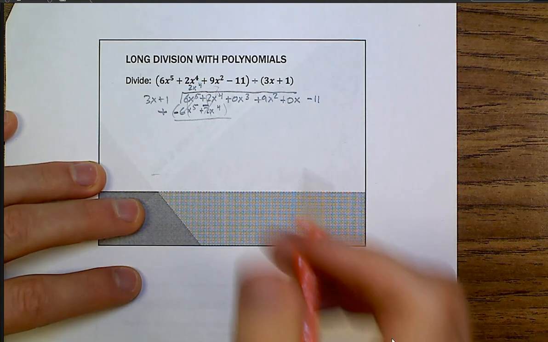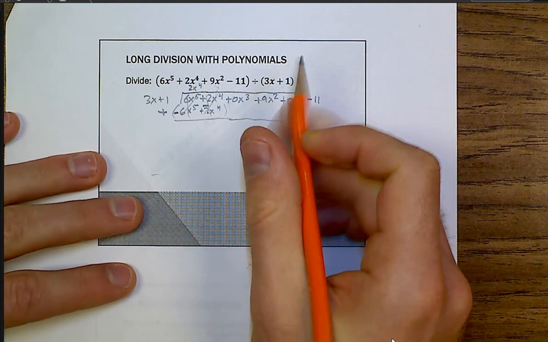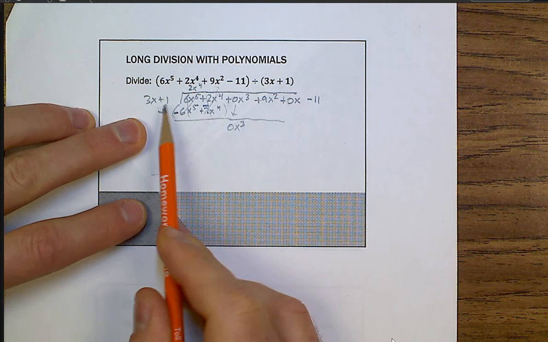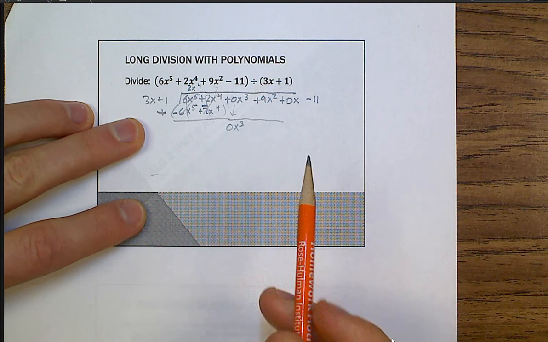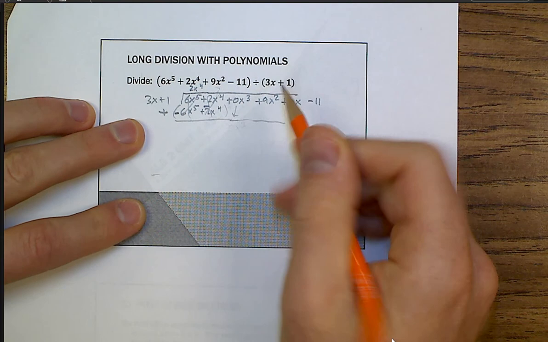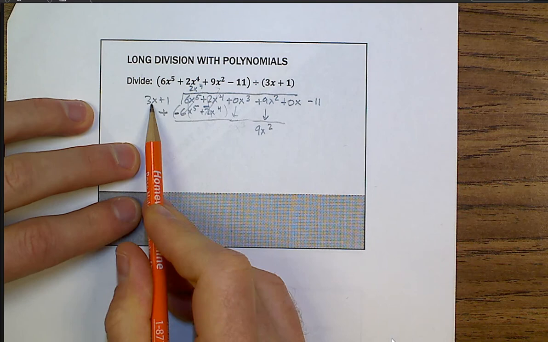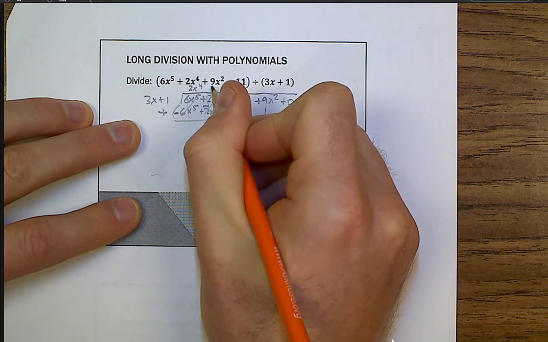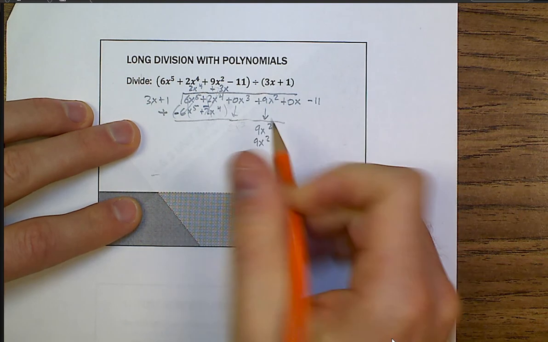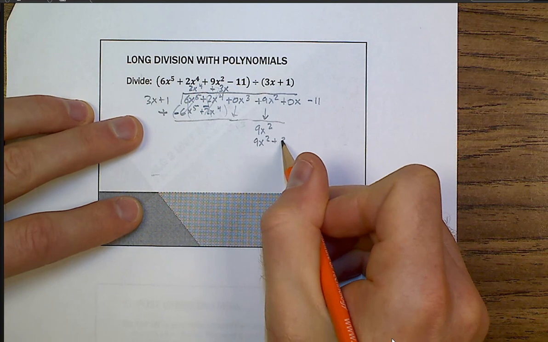Okay? If you bring down your 0x to the third, what times 3x gives you 0x to the third? Nothing, right? So it's really not there in this problem. So we can skip down and go to the 9x squared. So what times 3x gives you 9x squared? That would just be a positive 3x. So I have 9x squared, and then plus 3x, okay?